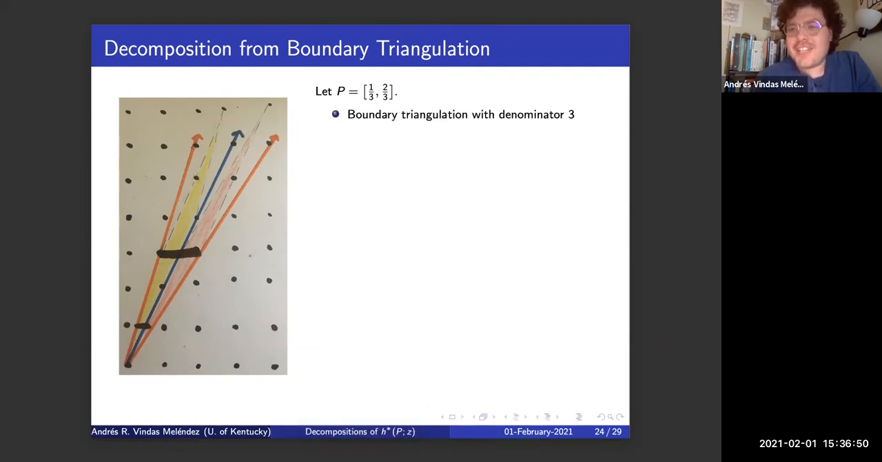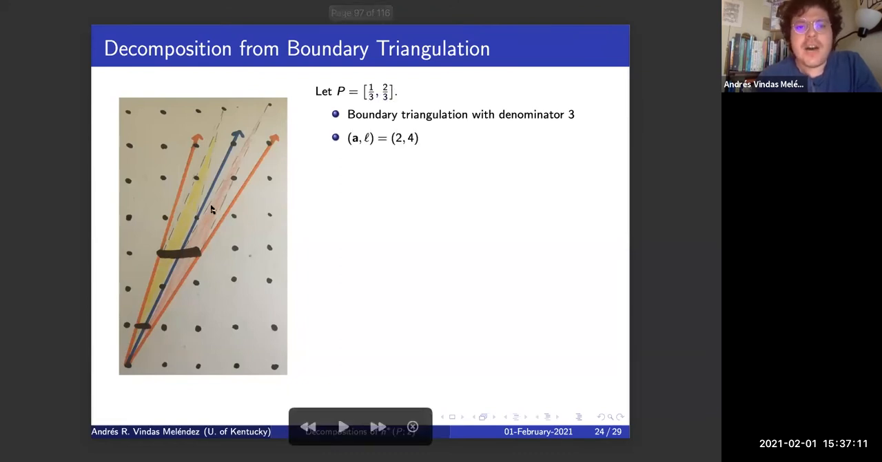Well, what's a boundary triangulation of a line segment? It's just the two vertices and the empty face, okay? Notice that the denominator of that triangulation is 3, right? Because what is the denominator? It's the LCM of the vertex coordinate denominators, so it's 3, okay? Now we have a choice. We just have to choose a point A comma L, okay? And so for me, I'm going to choose it to be 2, 4, which is this point, yeah? And so this blue cone is the ray generator of that point, coming from that point.